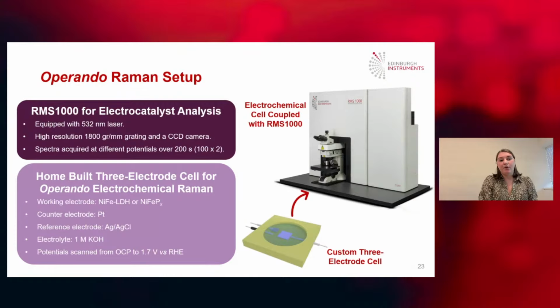Once they were happy with that, they could move on to Operando Raman. Once again, they used the RMS1000. This was coupled with a custom 3 electrode cell. They collected spectra at different potentials with a 200-second acquisition. Their home-built 3 electrode cell had a working electrode of either the nickel iron LDH or their newer catalyst, the nickel iron phosphide, because they wanted to compare these two. The counter electrode was platinum. The reference electrode was silver chloride, and they scanned the potential up to 1.7 volts in order to see how their system operated.